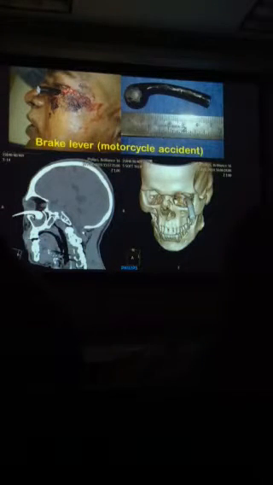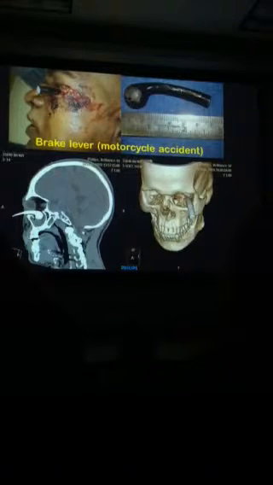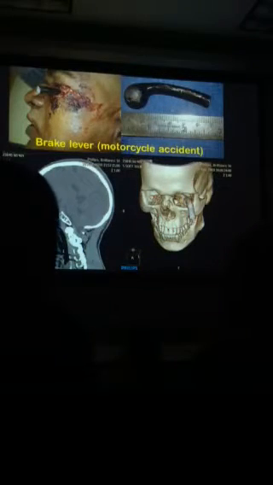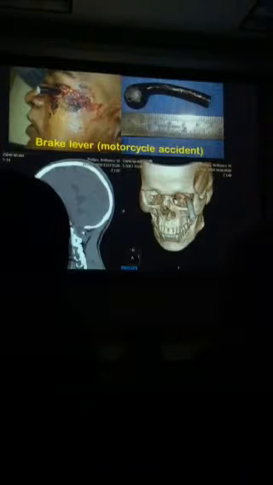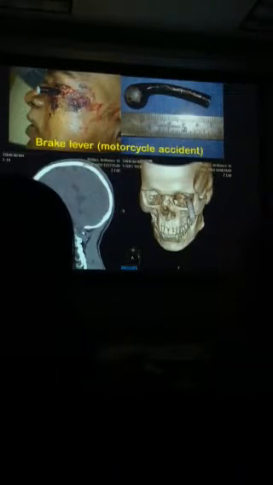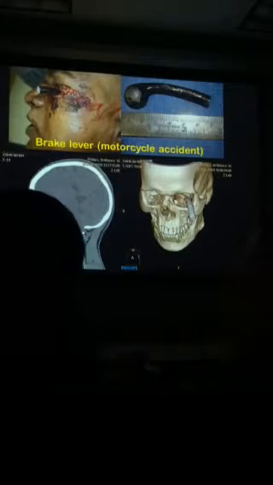This guy was in a motorcycle accident and got the brake lever. Holy shit. It's right here going into his maxillary sinus. So that's his CT scan. That's the brake lever sticking out of his blood, and the rounded part of it is going into his maxillary sinus. It hurts.